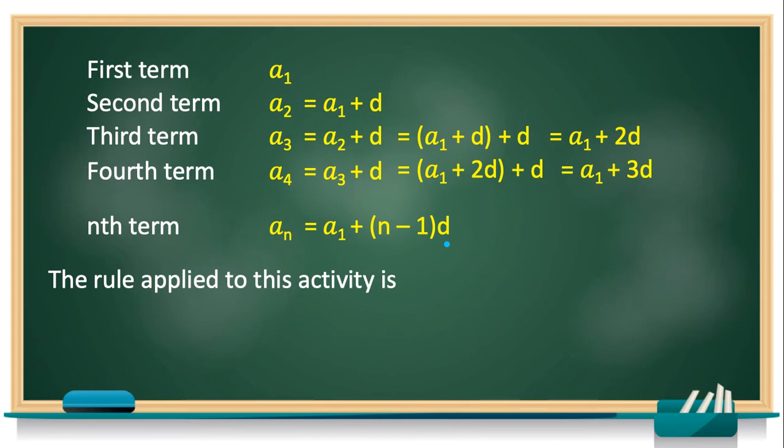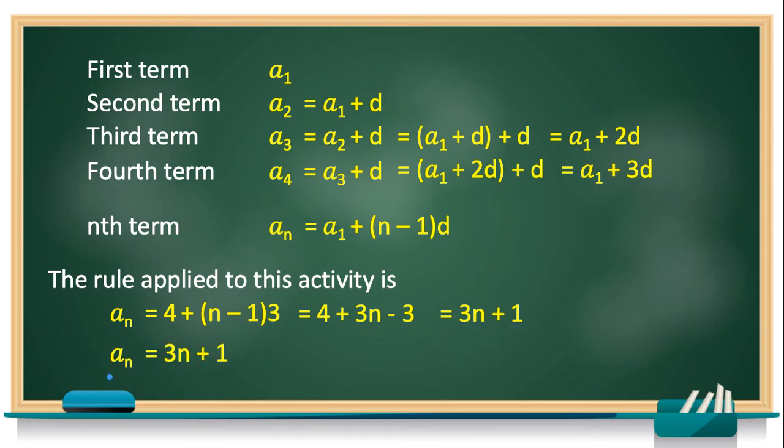And the rule applied to this activity is a sub n is equal to 4 plus n minus 1 times 3. Then, we distribute 3 to n minus 1. So it becomes 3n minus 3. Combine 4 and negative 3, you get positive 1. Therefore, the rule will be 3n plus 1. This is what you are going to use to find the missing term of the sequence.